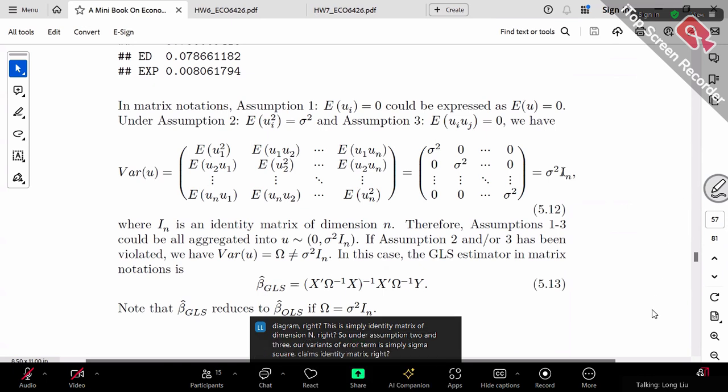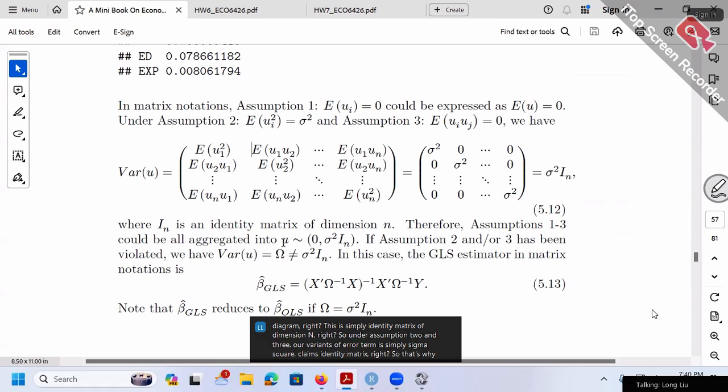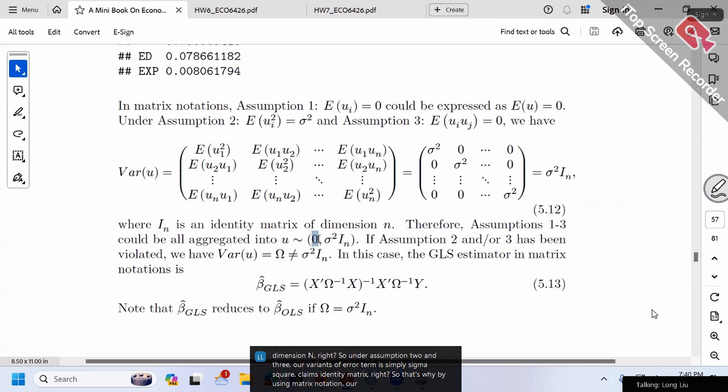So that's why, by using matrix notation, our error term has a zero mean and the variance sigma squared times the identity matrix. That's the nice way by using matrix notation, because our assumptions one, two, three, all three together could be written as: the error term U in matrix notation has a zero mean and a variance of sigma square I. That's all. That's the nice part about those assumptions by using matrix notation.